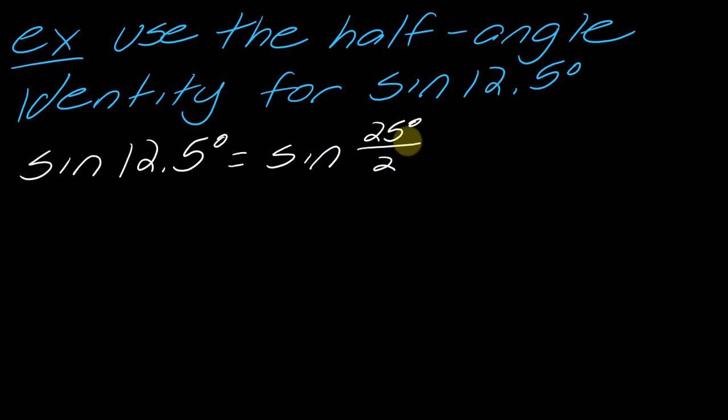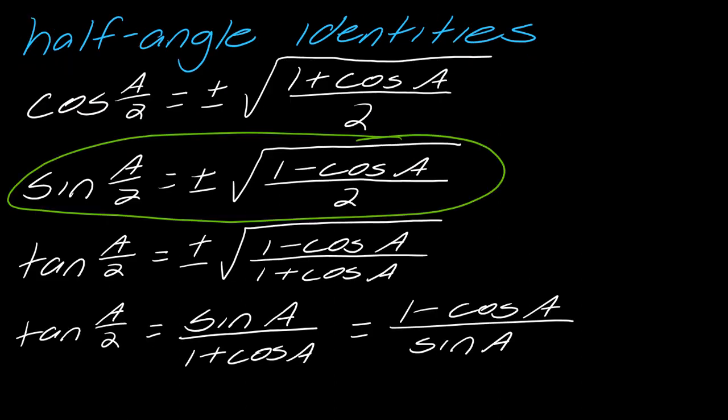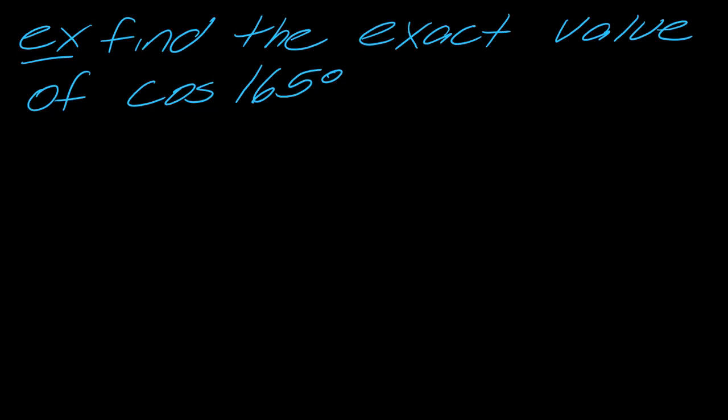This is the way that you want to treat these types of identities: you're usually going to multiply this number by 2 and then rewrite it as you see here. And from here, I can just go ahead and apply my identity. So now that I have 25 in this spot, I can apply the identity as you see. And so I would get plus or minus the square root of 1 minus cosine of 25 degrees over 2. Okay, so that was just to get you acclimated to using these identities.